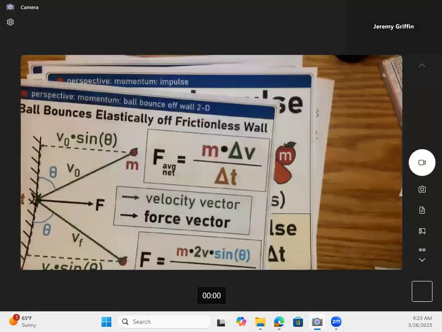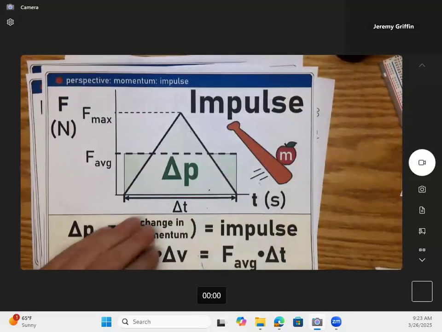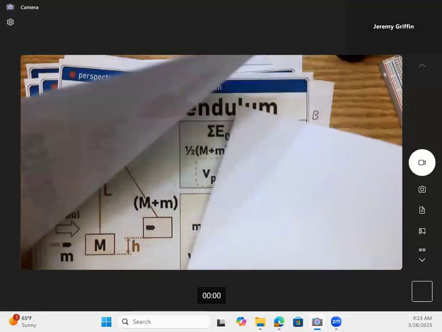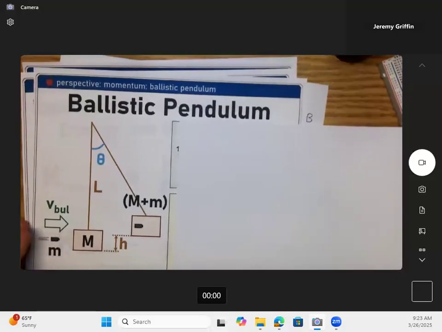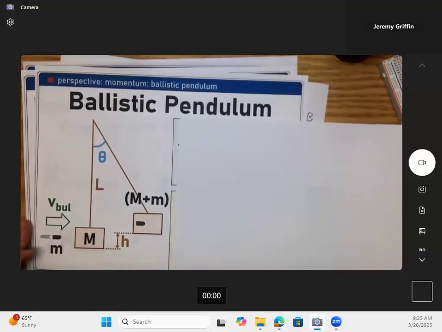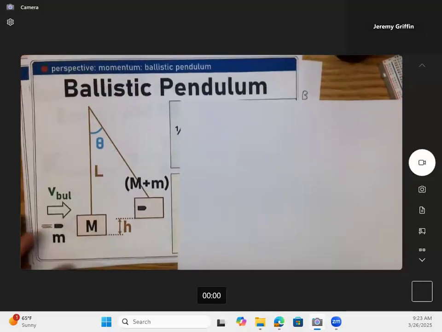All right, what's next? So we did that, which is really an example of this. That's all good. Ballistic pendulum. Yeah, let's do a ballistic pendulum. I think we got time. So this one's fun. This could be a pretty extensive free response question.